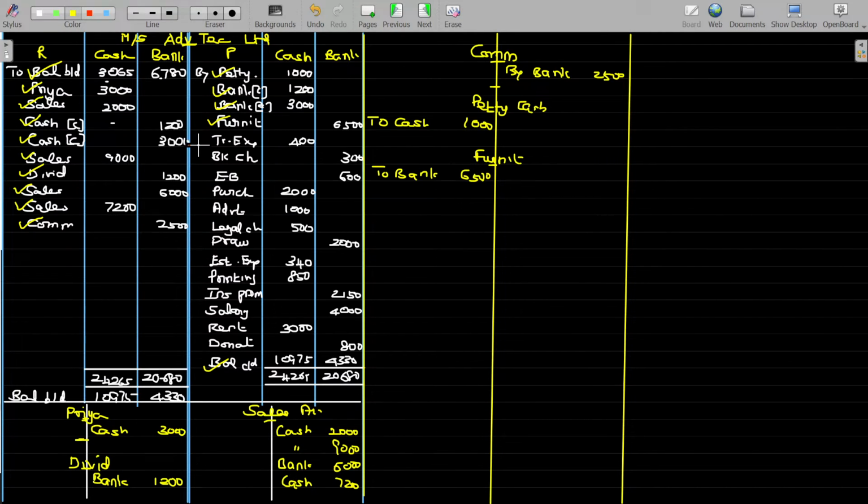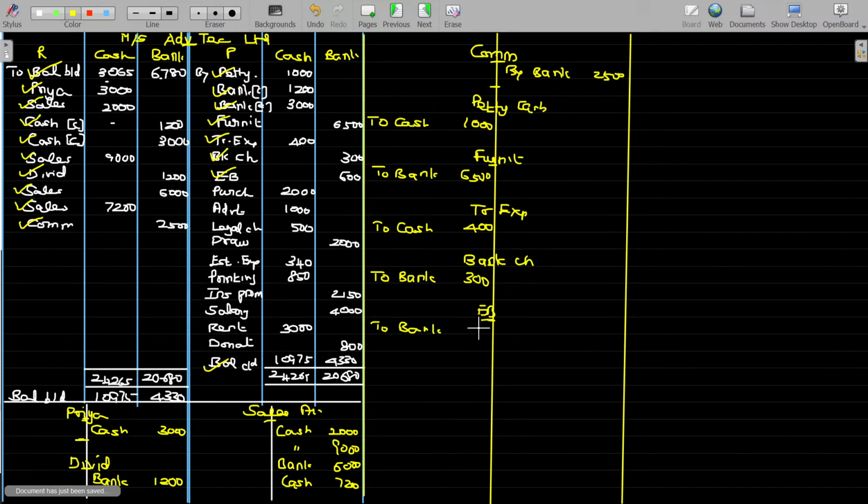Only one transaction. Next one is trade expenses. Trade expenses also paid by way of cash, so to cash rupees 400. Then bank charges, 300 rupees, should be to bank. The auto debit, right, in our account it will be automatically charged by them. The electricity bill payment is also by way of a check, so I'll put that value here, to bank, the value being 600.